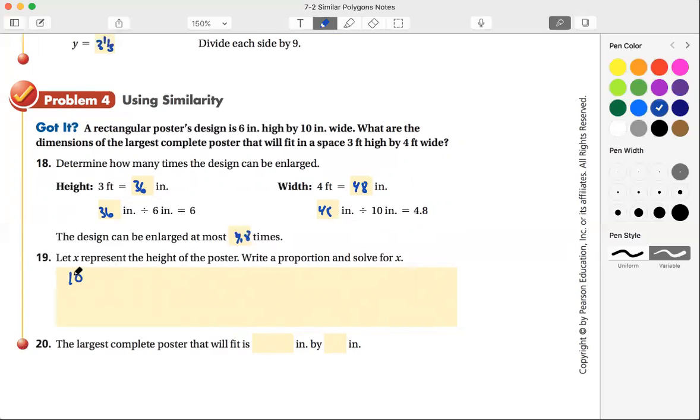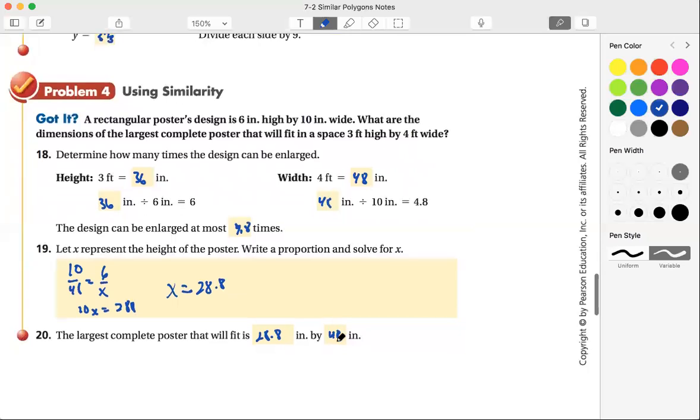So 10 to 48 equals 6 over x. Cross multiply, we get 10x equals 288. So x equals 28.8. The largest complete poster that will fit is 28.8 inches by 48 inches.